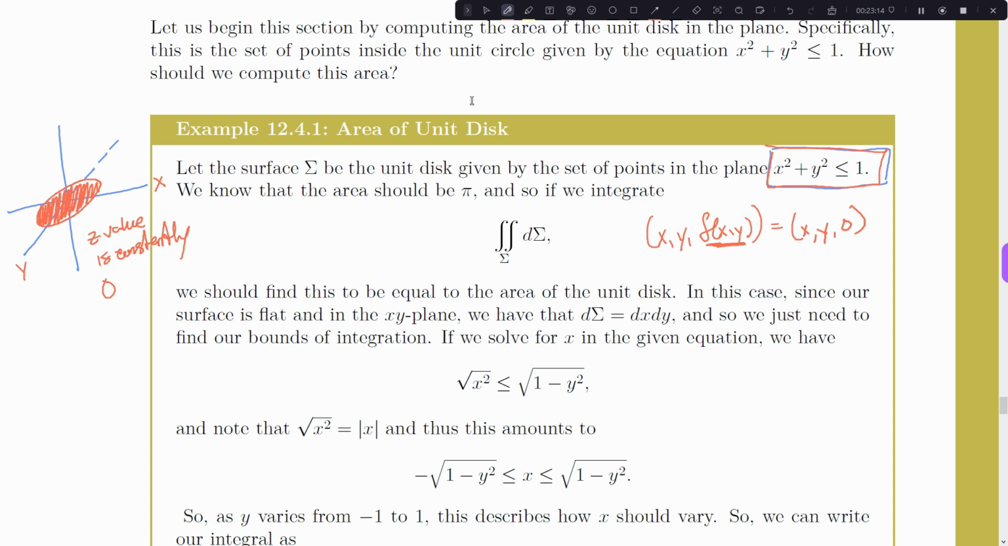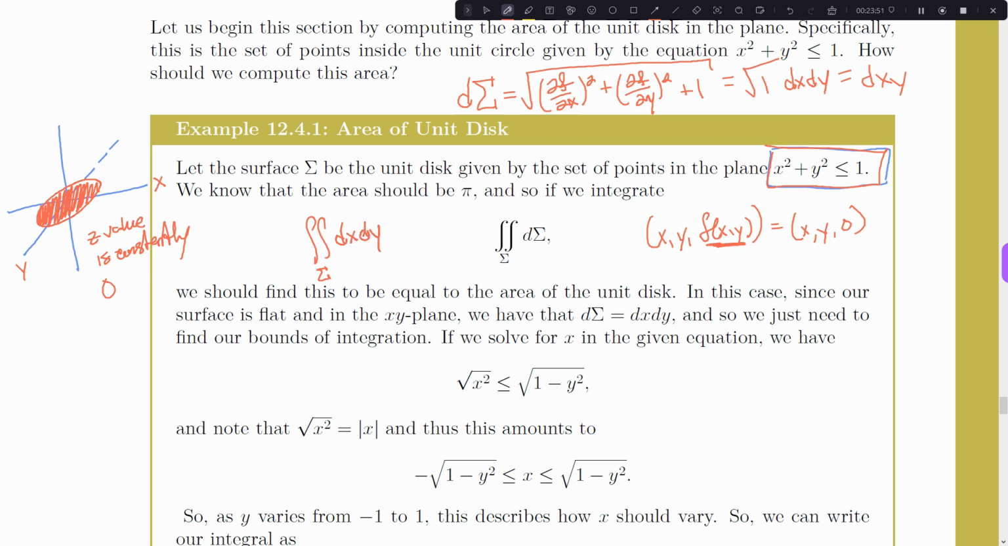Which means that this whole d sigma, which happens to be the root of partial f partial x squared plus partial f partial y squared plus 1, since f is 0, both of its partials are 0, and we just get 1 dx dy. And so our life gets really easy. We just have to make sure that we compute sigma correctly, the region itself, but then it's simply against dx and dy. So how can we find the region sigma itself in terms of x and y?